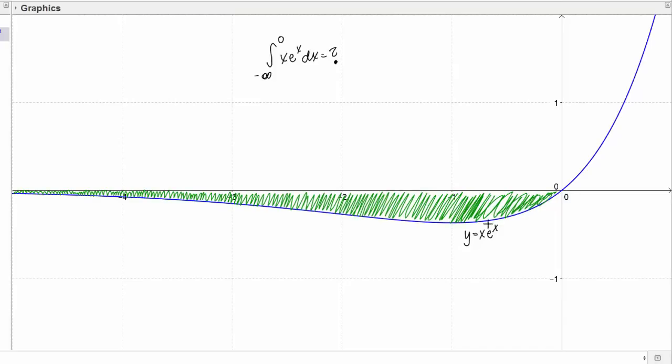So this function, x e to the x, has this horizontal asymptote here at y equals 0. So as x goes to negative infinity, this function's going to get closer and closer to the x-axis. So what we're looking at is really an infinitely long region. And when we ask ourselves if this integral converges or diverges, we're asking if this integral is going to give us a finite numeric value or if we're going to get an infinite area bounded by this curve here. So let's look at how we would actually figure this out.